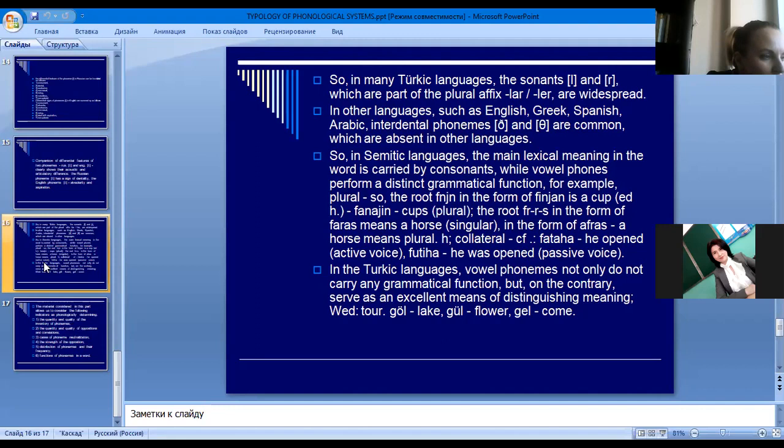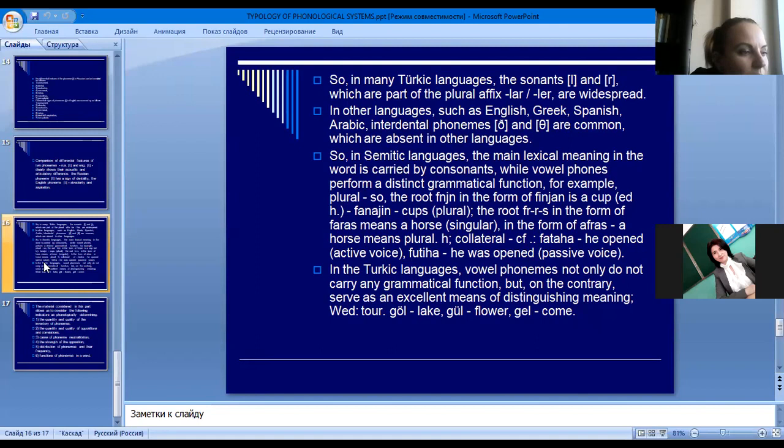In the Turkic languages, vowel phonemes not only do not carry any grammatical function, but on the contrary, serve as an excellent means of distinguishing meaning. For example, Turkish göl, lake, gül, flower, gel, come.